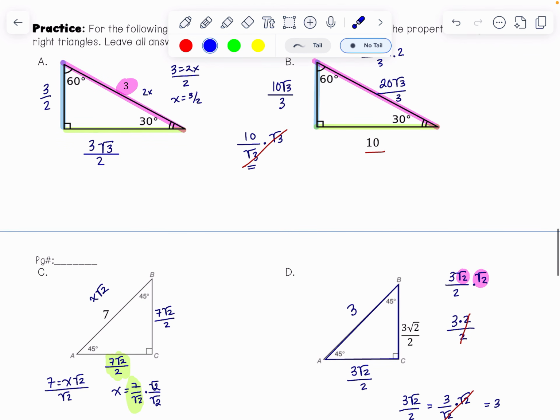And there you have it. Throughout all of these videos, we've looked at the many different ways that we can use the ratios of the special right triangle to find the missing side lengths.